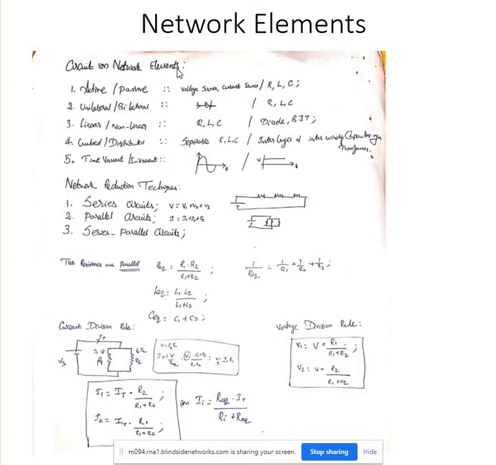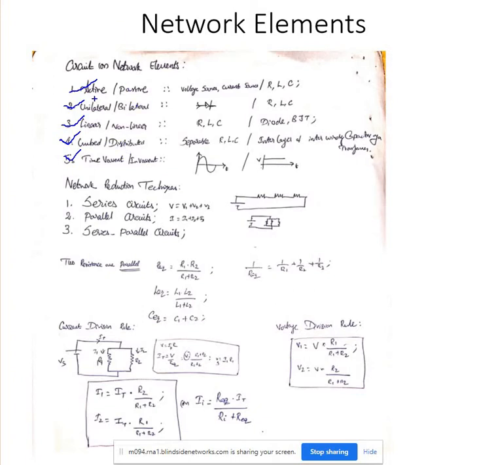Network elements. What are the basic network elements? There are 5 basic classifications of network elements. One is active element and passive element. The next is unilateral element and bilateral element. Next is linear element and non-linear element, lumped circuit and distributed circuit, time variant and time invariant. Like that, network elements are classified.